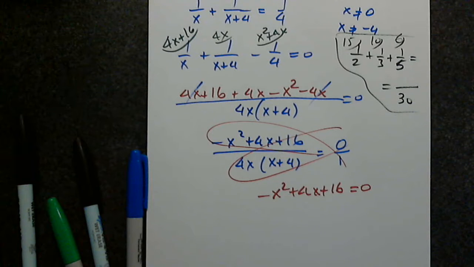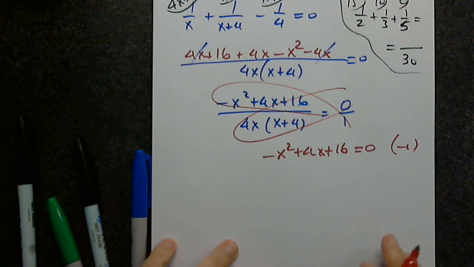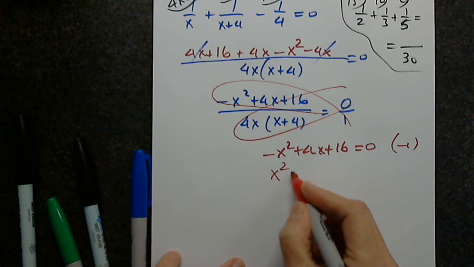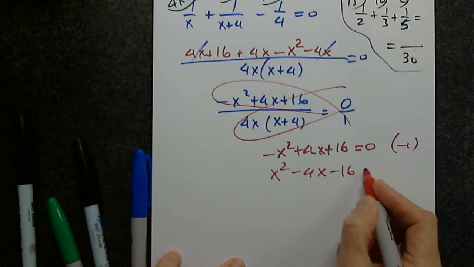But I do not ever solve a quadratic equation with a negative leading coefficient. No one can ever force me to. So if I want to simplify this equation, and I will, what should I do first? Multiply both sides by -1 or divide both sides by -1. It doesn't matter. So I have x squared minus 4x minus 16 equals 0.